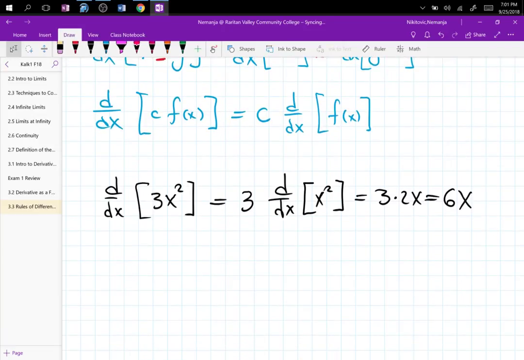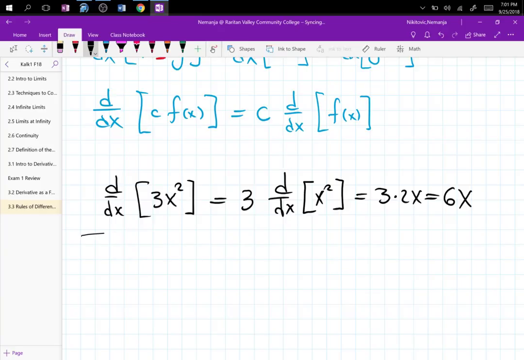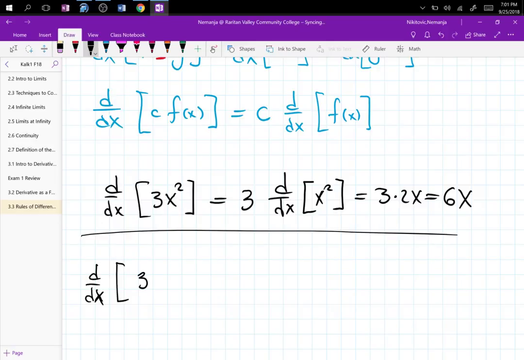Now I would like to do a problem which will take both of these rules and have them in this one single example. So what is the derivative of, and now I have, let's go with 3x to the 4th minus 2x squared plus 4 over x to the 6th minus, just minus 10. There we go, I'm done.